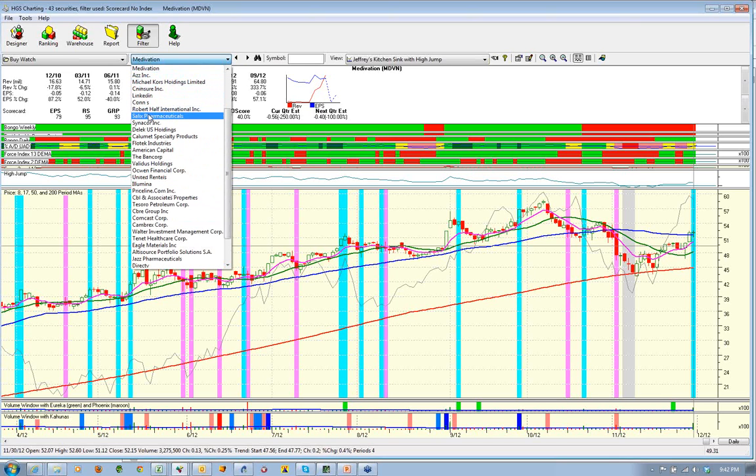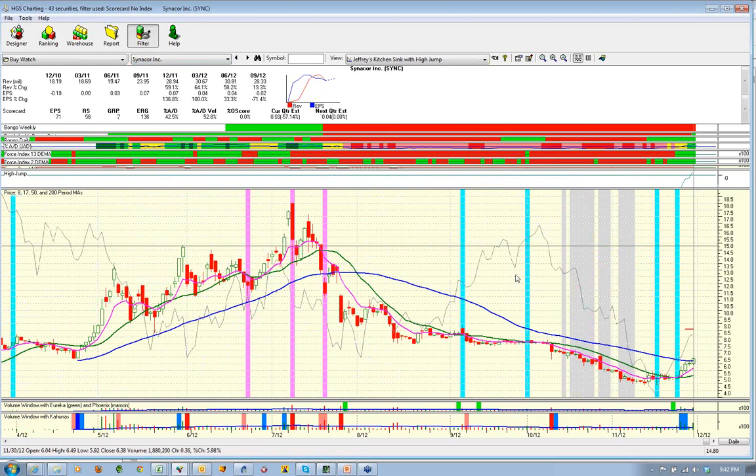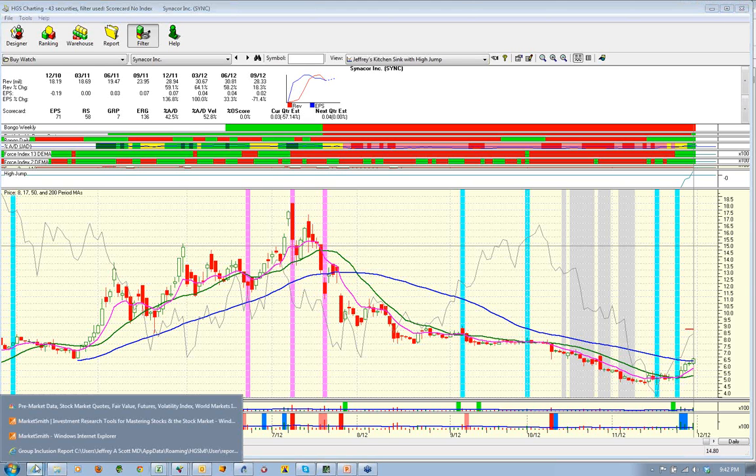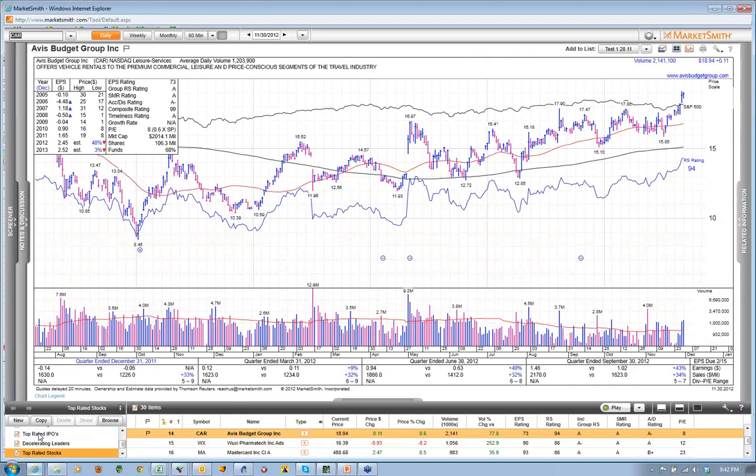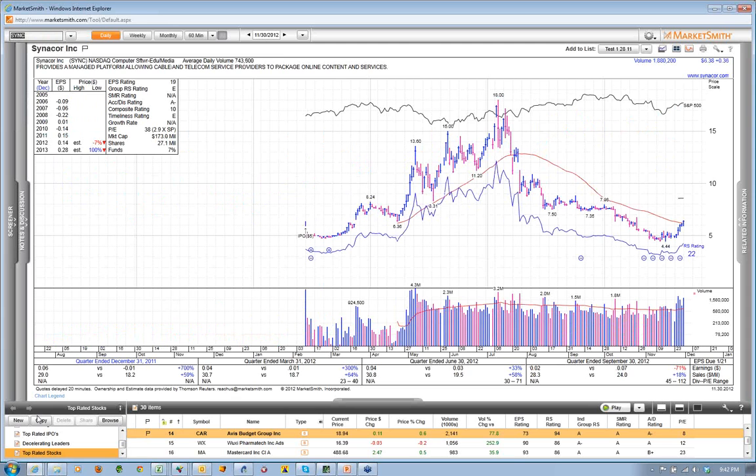There's that AZZ. There's the Salix. I talk about bottom fishing. I'm not advocating you go out and buy this stock, but when I see a couple of kahunas and a pocket pivot come into a stock that's this cheap, that's been this beaten up, I go to MarketSmith. This is the one that I think was there when I turned on my computer, SYNC, and what does it show me?